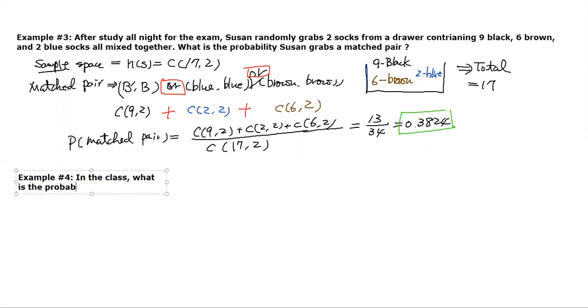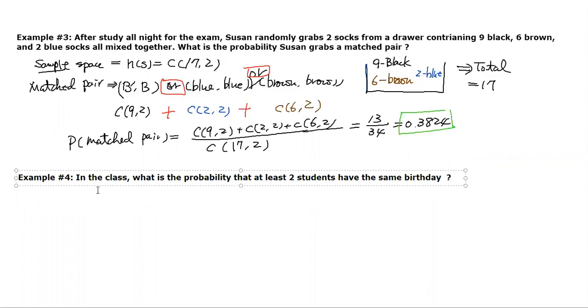what is the probability that at least 2 students have the same birthday? Okay, so what is the chance? We have 365 days. If in this class I ask everybody's birthday, most likely I will get a match, so two people will have the same birthday.